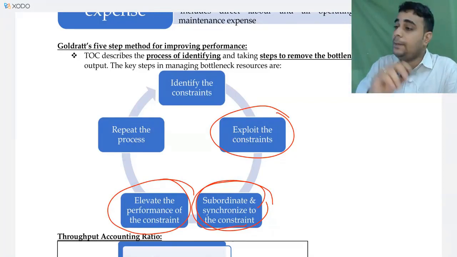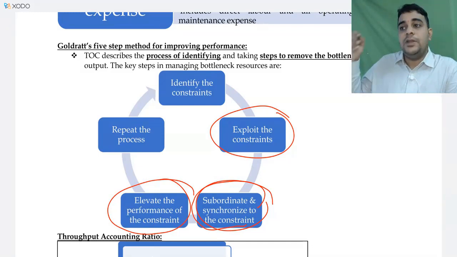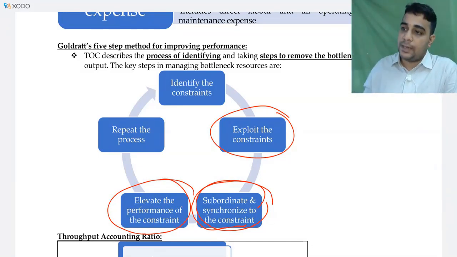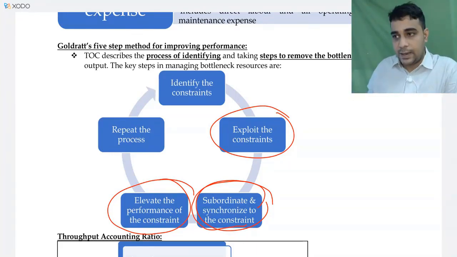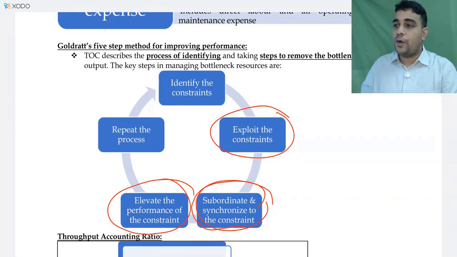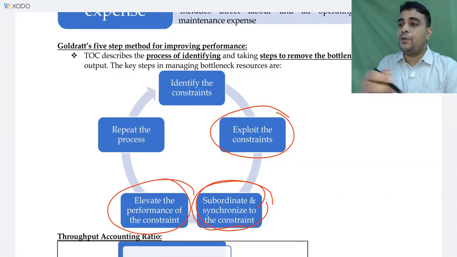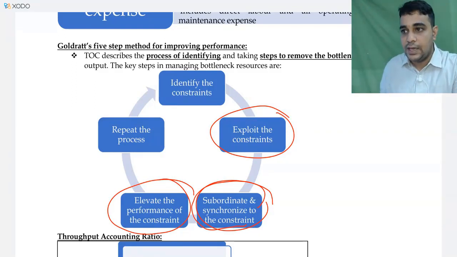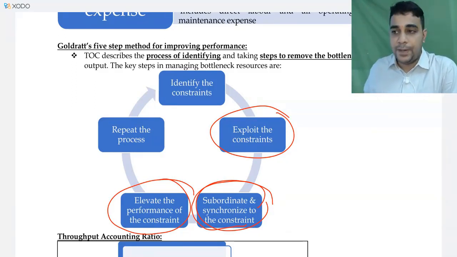Once you do this, you will keep repeating the process. What will happen is, today bonding is a constraint. This bonding capacity from 60,000 you increased it to 90,000. Casting will become a constraint. You try to elevate the performance of the casting operation, bonding will become a constraint. This is a never ending process. You will keep improving the performance of one. Once you keep improving this, finally demand may become a constraint. So something or the other will keep constraining the operations of the company.